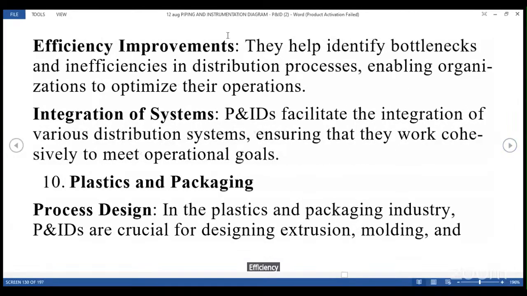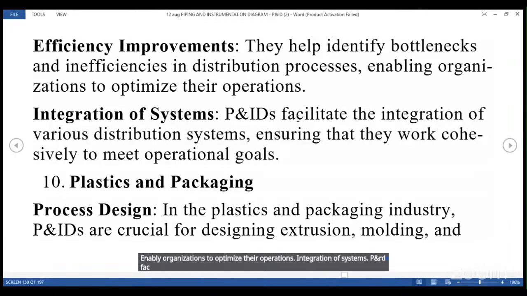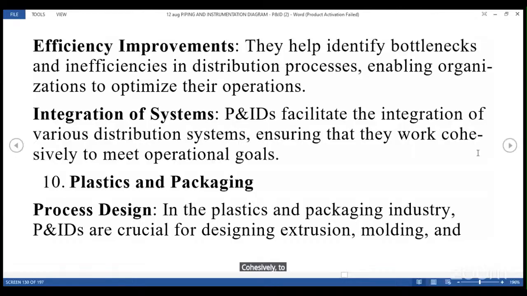Efficiency improvement. They help identify bottlenecks and inefficiencies in distribution processes, enabling organizations to optimize their operations. Integration of systems. P&ID facilitates the integration of various distribution systems, ensuring that they work cohesively to meet operational goals. Then in the plastic industry, plastic and packaging.